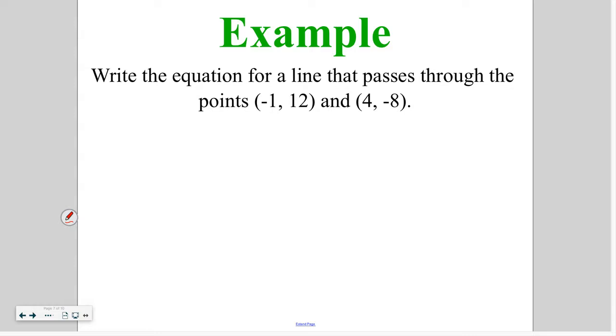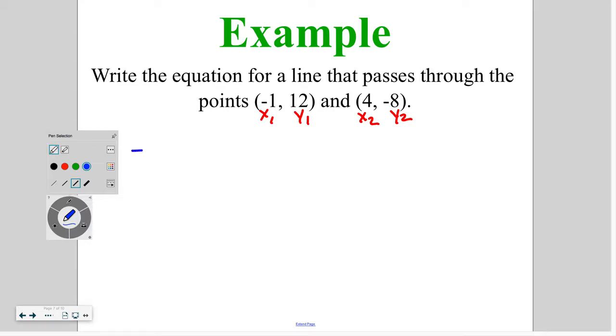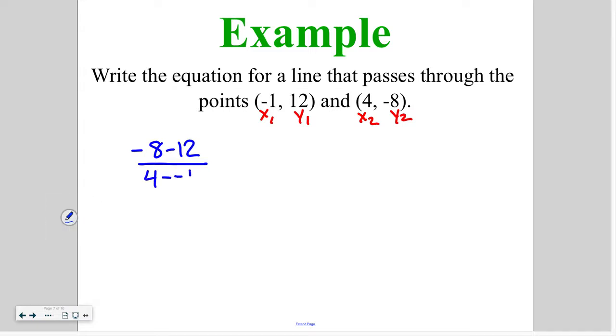So for example, we're writing the equation of a line that passes through the points -1, 12 and 4, -8. So our first job is to find that slope. We have x1, y1, x2, and y2. When I plug those in, I'm going to end up with -8 minus 12 over 4 minus -1. Minus negative turns into positive, so I end up with -20 over 5, giving us a final answer of -4 for my slope.